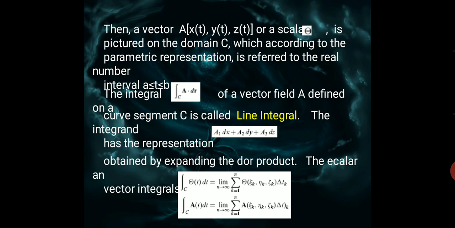Then a vector A of x of t, comma y of t, comma z of t, or a scalar, is pictured on the domain C, which according to the parametric representation is referred to the real numbers interval t varying from a to b. The integral of A dot dr of a vector field defined on a curve segment C is called a line integral. The integrand A1 dx plus A2 dy plus A3 dz has the representation obtained by expanding the dot product into scalar and vector integrals.